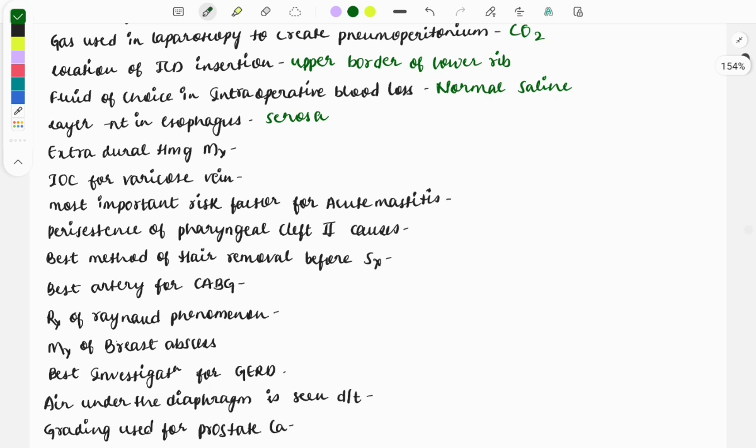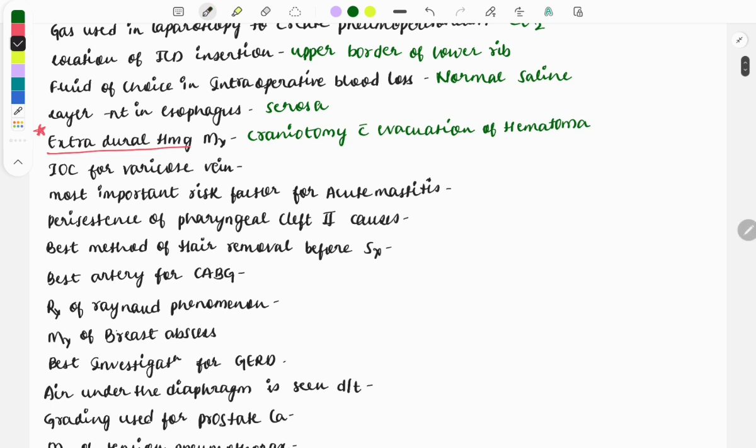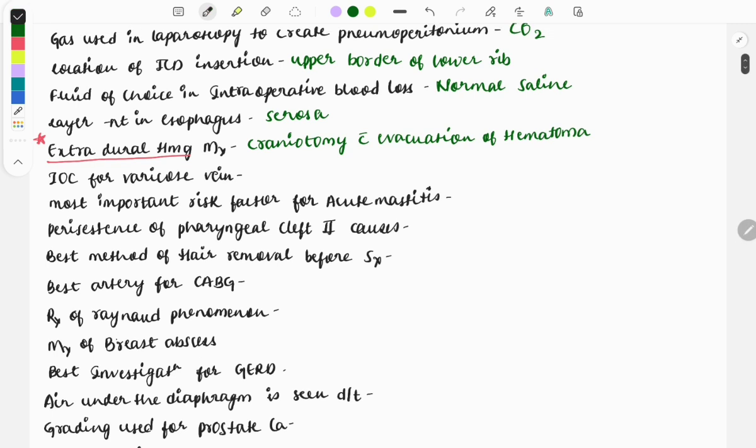Then moving on to the extradural hemorrhage, the EDH, a very important topic. Brain hemorrhage is a very important topic, and one question from brain hemorrhage is a must. Questions may be asked giving the CT scan images and asking you to make the diagnosis or on the management. Let's look at the answer: craniotomy with evacuation of the hematoma.